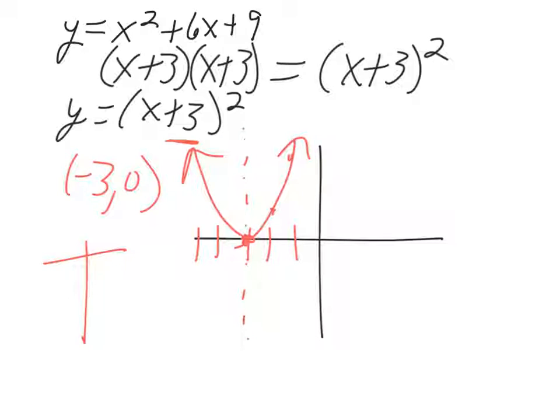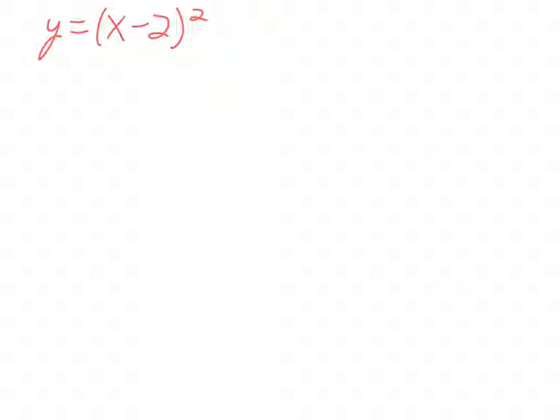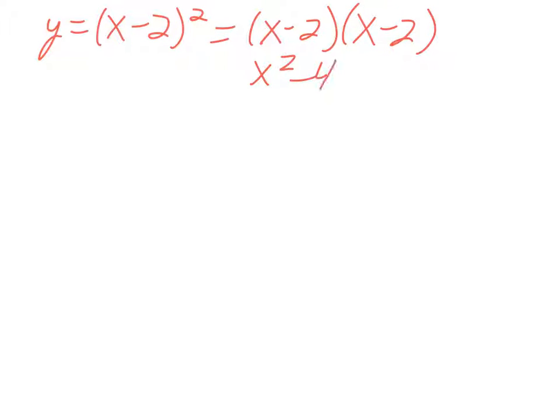But on this one, let's try one more problem here. So we have y equals x minus 2 squared. So it's already solved for y, and if I multiply this out, I'd have x minus 2 times x minus 2, which would be, if I double distribute that, x squared minus 4x plus 4. Alright, so that would give me my a, b, and c. My a is 1, there's my b, and there's my c.